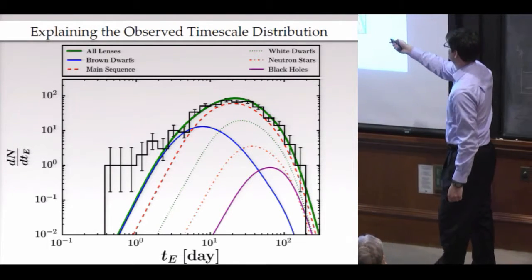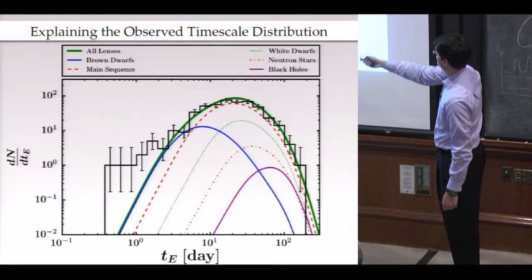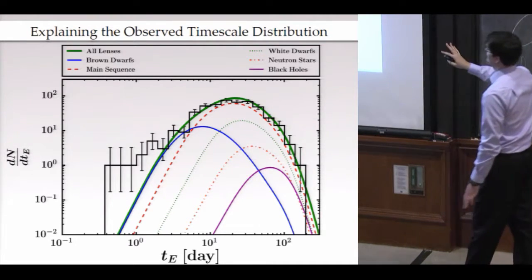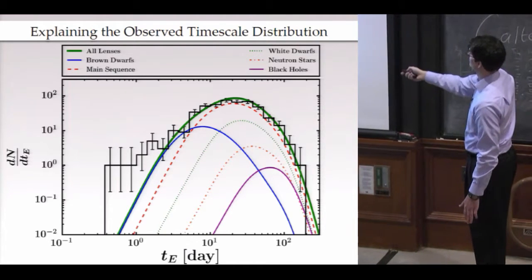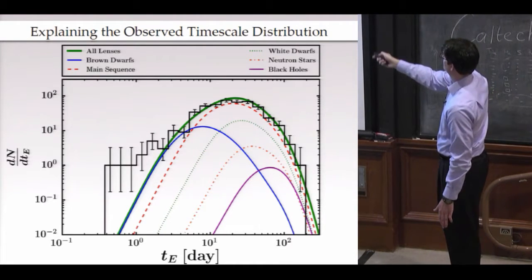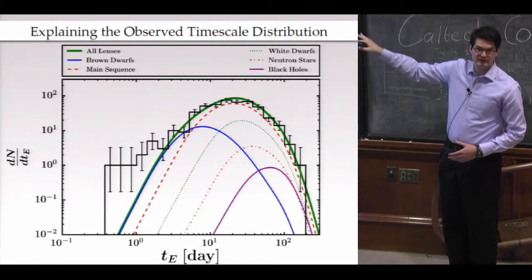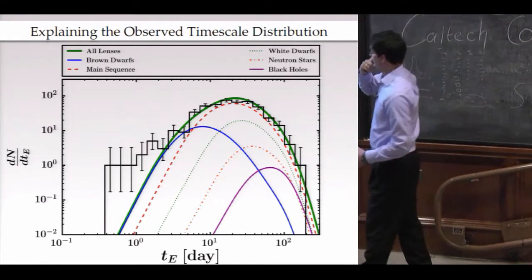And here you can see the contributions to the timescale distribution from each of these different populations. You can see that for the long timescale events, we're actually doing very well. We can explain most of them quite well. And I should point out that this is not a fit to this curve. This is a model prediction.